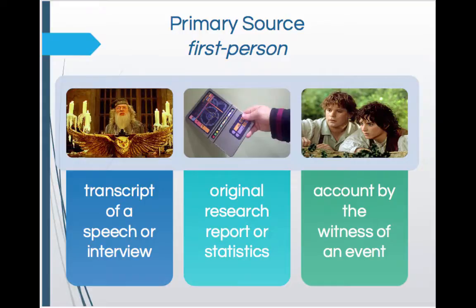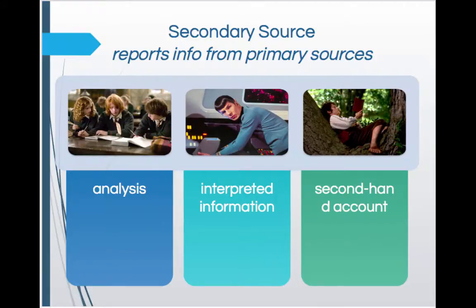So when you're looking for resources, primary sources are good places to go to. These are going to be transcripts of speeches or interviews, original research, so done by the author who's reporting on it, or an account by the witness of an event, as compared to secondary sources, which just report info from primary sources like analysis, interpreted information, or a secondhand account.